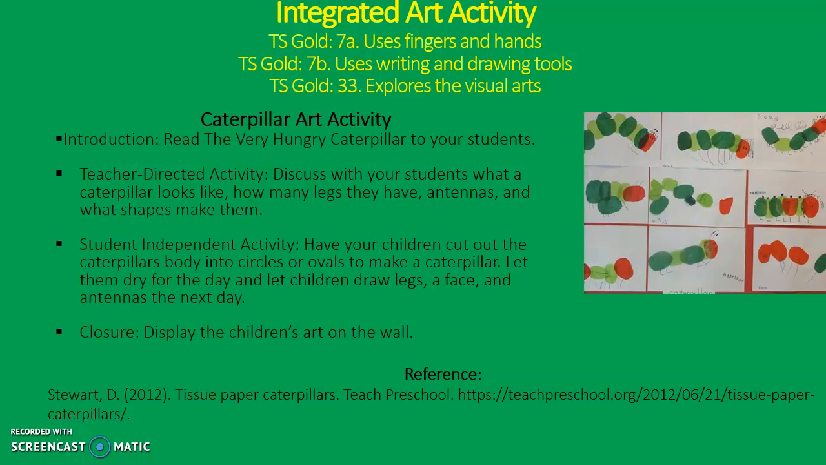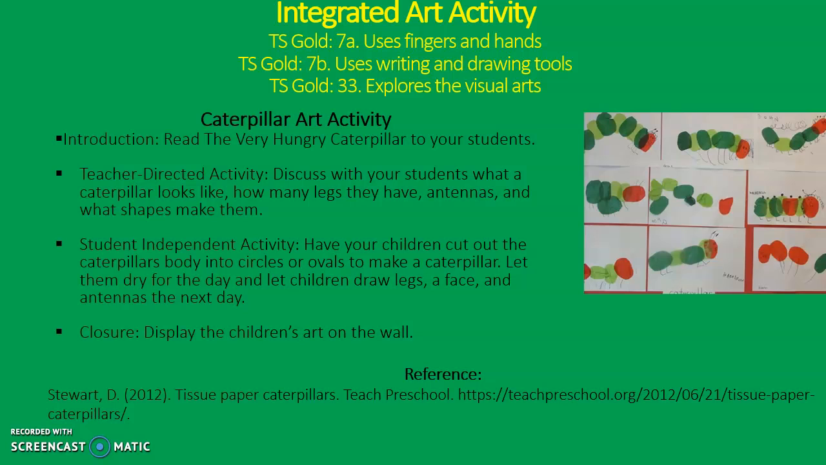And here's my art activity. My children love to do art, as any pre-K student does, because it's just fun. So for Teaching Strategies GOLD, the standards that I use are 7A, uses fingers and hands; 7B, uses writing and drawing tools. These are great fine motor skill objectives. That's a big thing that we work on in pre-K, fine motor skills. And then 33, which explores the visual arts.